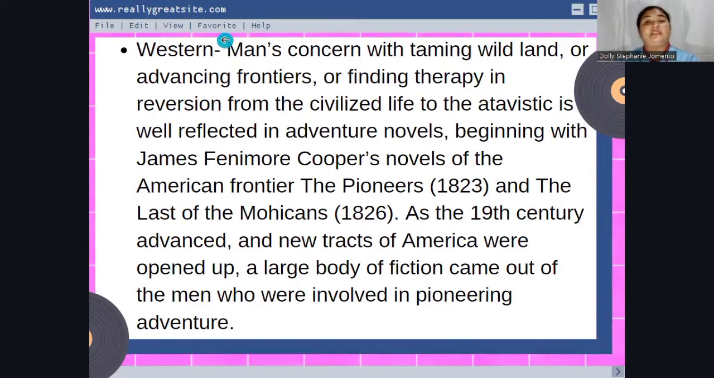So man's concern with taming wild land or advancing frontiers or finding therapy in reversion from the civilized life to the atavistic is well reflected in adventure novels, beginning with James Fenimore Cooper's novels of the American frontier, The Pioneers in 1823 and The Last of the Mohicans in 1826. So as the 19th century advanced and new tracts of America were opened up, a large body of fiction came out of men who were involved in pioneering adventure.